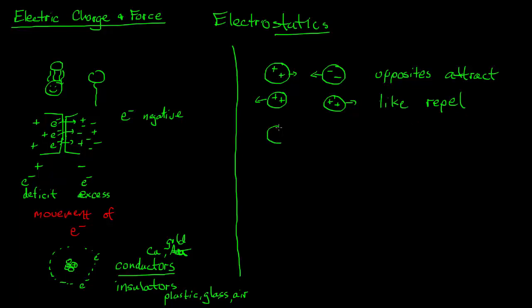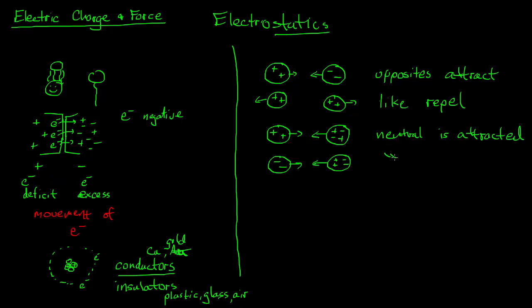But what if we had a positive charge, excess positive charge, and a neutral object? So the net charge was 0. You had like 2 positives and 2 negatives. So the net is 0. Well, these in fact would attract each other. So a neutral object is attracted. And this also works with a negative charge. So if we had an excess negative charge and another neutral, we would also see an attractive force. So neutral objects are always attracted to a charged object.